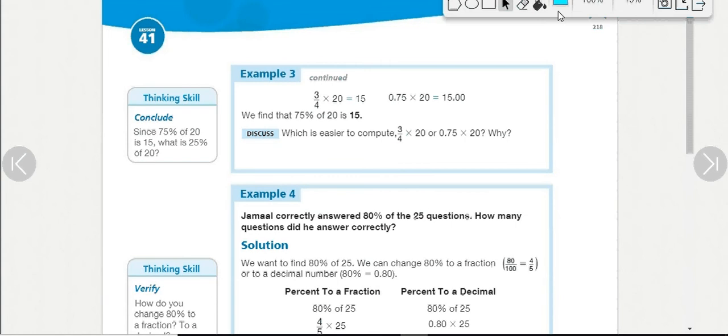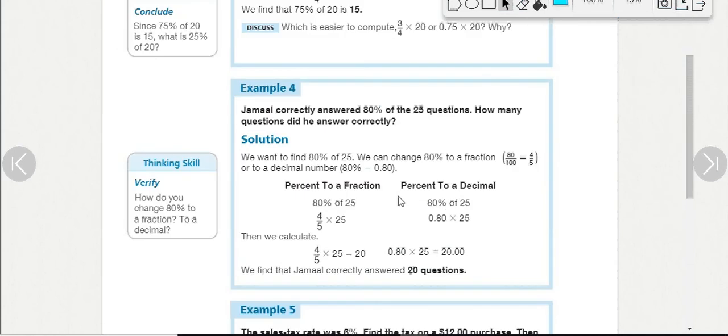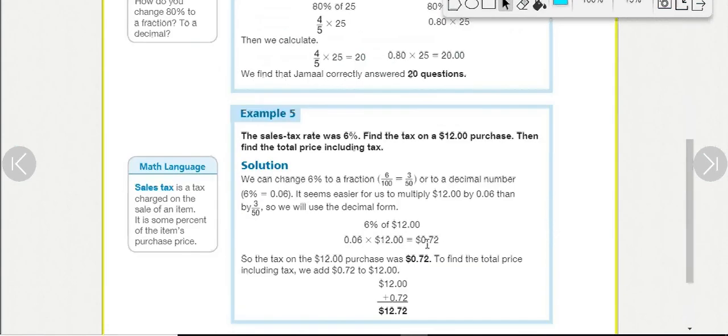Jamal correctly answered 80% of the 25 questions. So how many questions is that right if you got an 80 on your paper? 80% is 80 over 100, reduced to 4/5, or 8/10. Multiply that times how many questions we were talking about. You end up on your calculator with 20 questions.